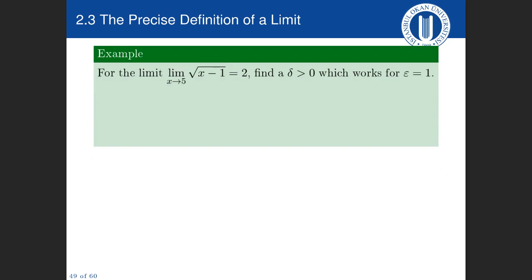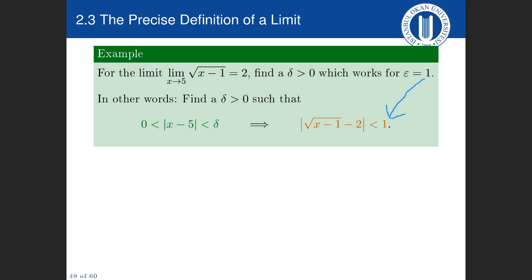Let's do some more examples. For the limit, limit as x tends to 5 of square root of x minus 1 is equal to 2, find a delta greater than 0 that works for epsilon is equal to 1. Now, in other words, that means find a delta greater than 0 such that this is true. We want the orange thing to be true. We want the absolute value of the square root of x minus 1 minus 2 to be strictly less than 1. How can we make that be true? By choosing the right delta such that if the green condition is true, then the orange condition is true.